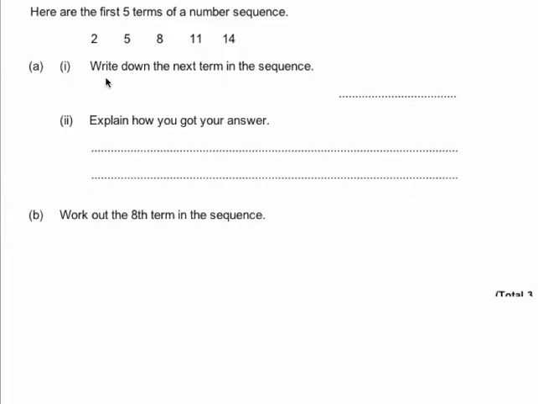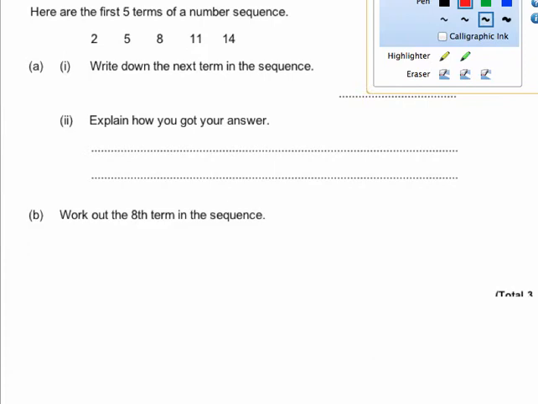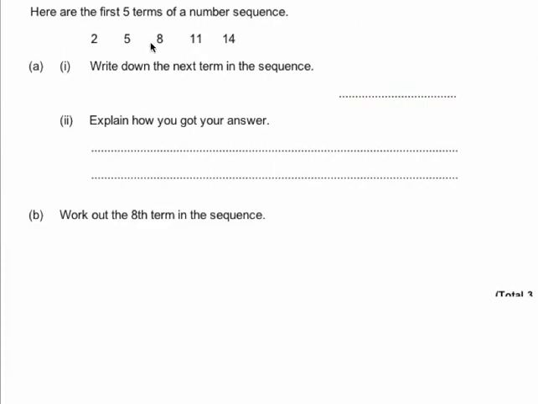Another one is one like this, where again you would write down the next number in this sequence. Now this one is a fairly straightforward first part of the question. 2 plus 3 gives us 5, plus 3 gives us 8, plus 3 gives us 11, plus 3 gives us 14. So the next term in the sequence is going to be plus 3, which is going to be 17. So we put our answer on the answer line. Explain how you got your answer. Well, I'm just adding 3 every time.